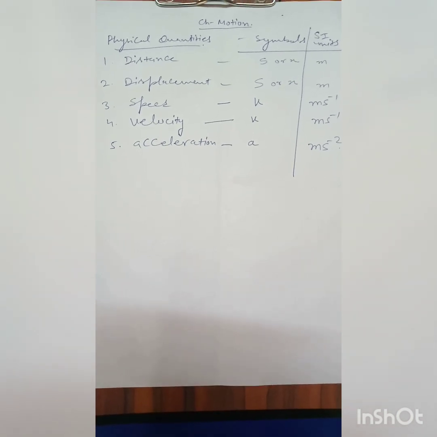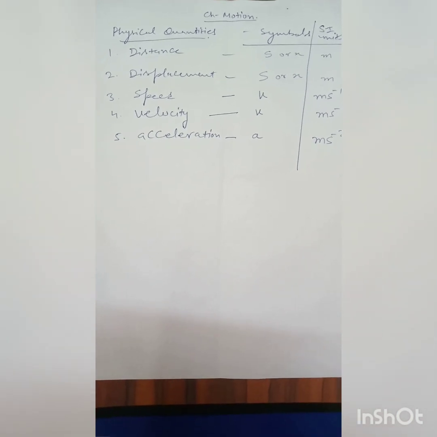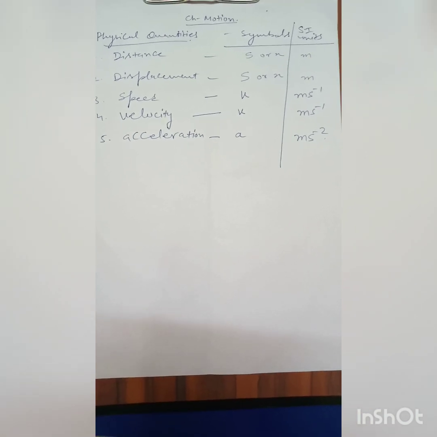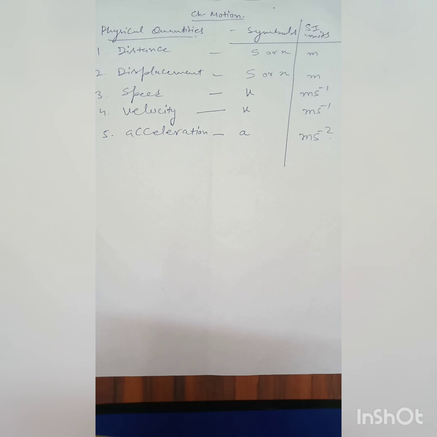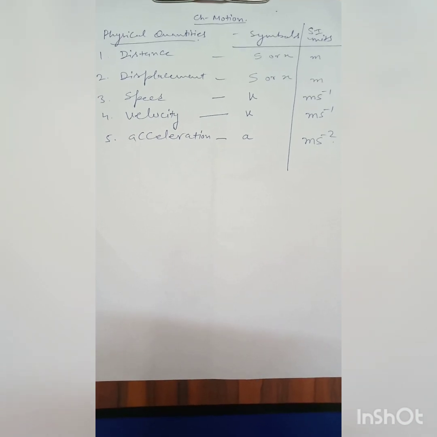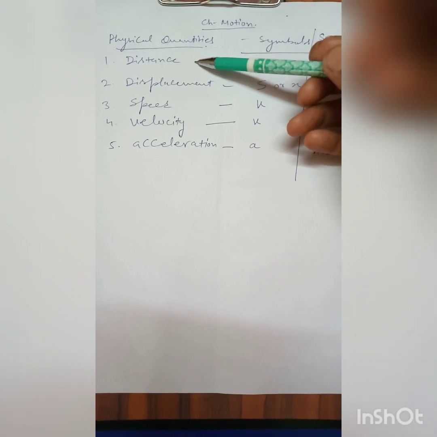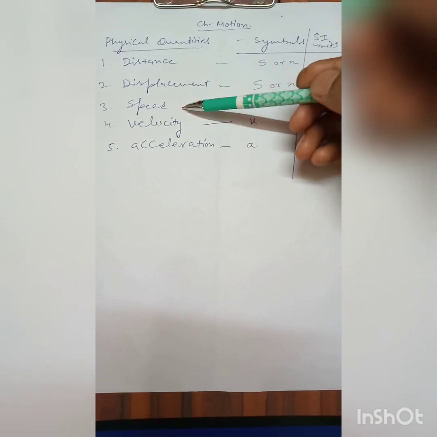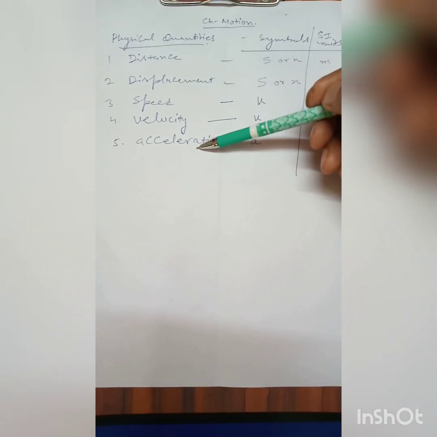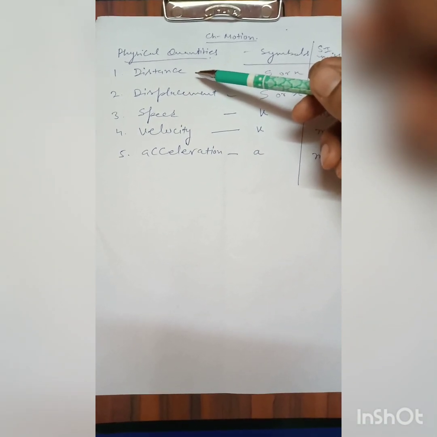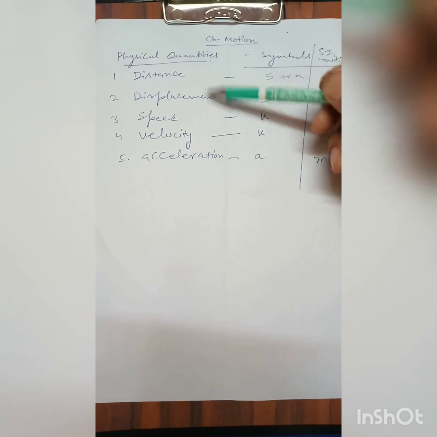In this video, I will discuss graphical representation of motion. But before going to discuss, you must know there are some physical quantities that are used in the chapter motion. First physical quantity is distance, second displacement, speed, velocity and acceleration. There are some symbols that we will use for these physical quantities.